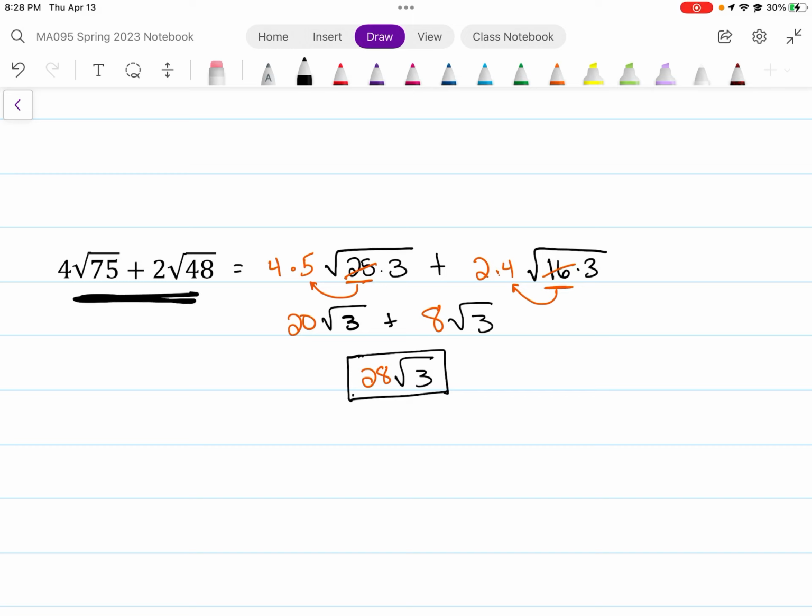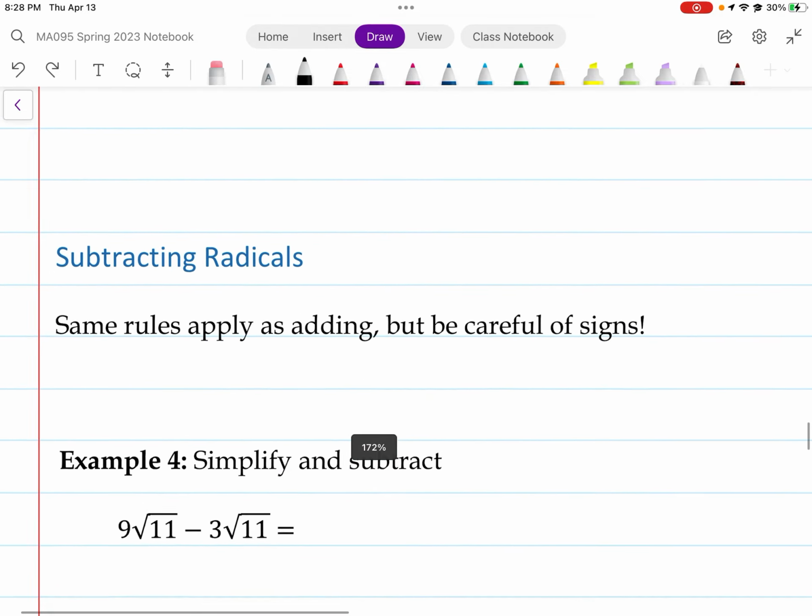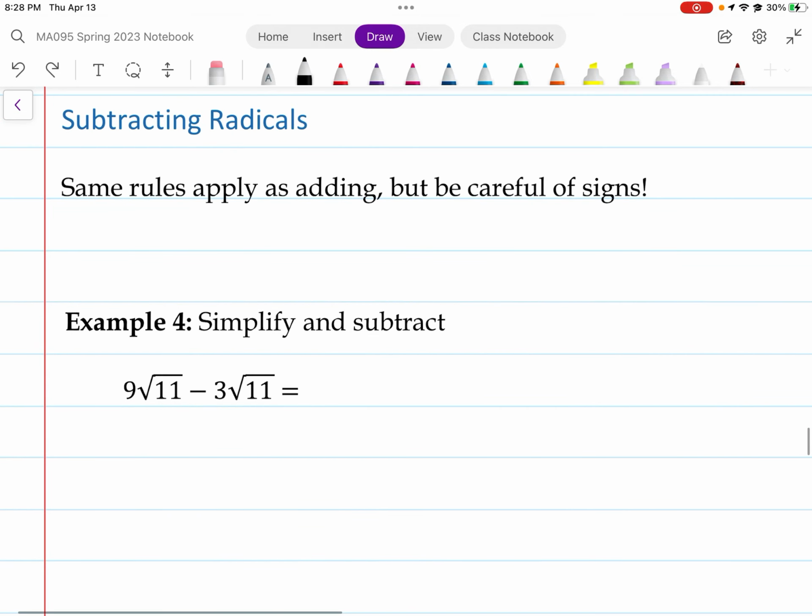If I took this and put it in, and find a decimal, then I take this and put it in and find a decimal in my calculator, I will find that the 2 decimals are the same. And if they're not the same, I made a mistake. So that would have caught that mistake if I had stopped and checked. All right, so subtracting radicals is the same rules as adding, but you just have to be careful of signs. So try the first one.